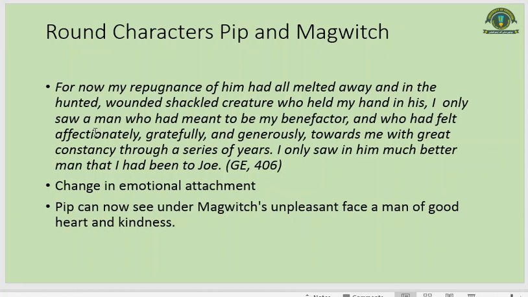Pip and Magwitch are the round characters. He uses flat characters, round characters, stereotypical characters. This is another debate, but today I just wish to tell you how differently, how strangely he uses different characters, different situations, and different environments in the novel Great Expectations.